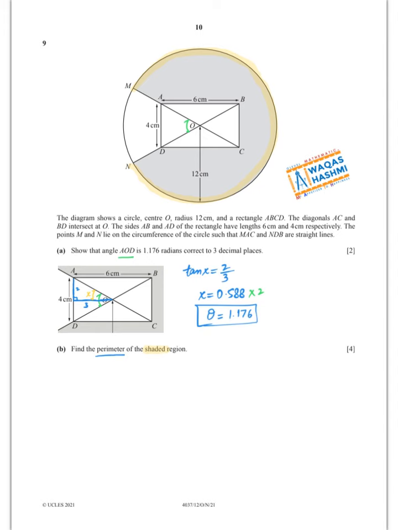After that, you need to find the length of ND. You need to find the length of MA. Also, you need to find the length of AB, BC and CD. These are all the lengths that need to be added together to find the perimeter of the shaded region. So we are going to start with the first one, that is the arc length of MN.